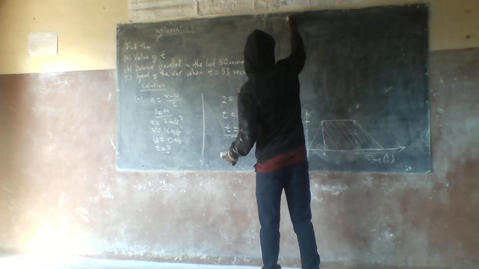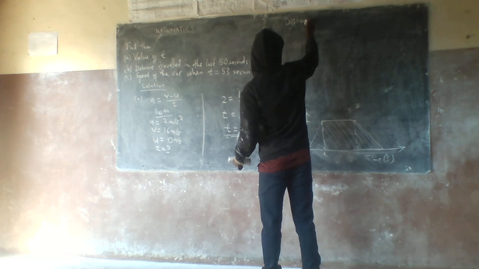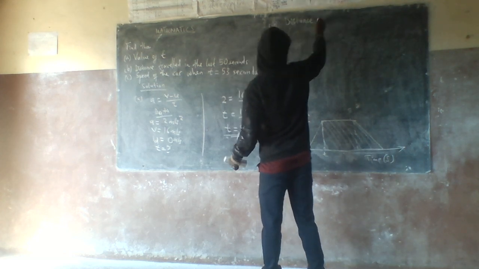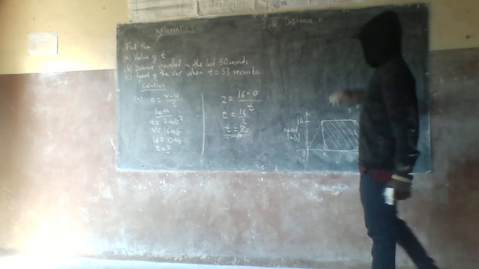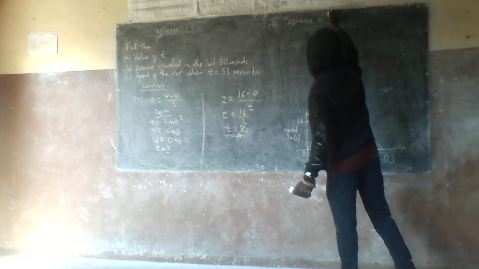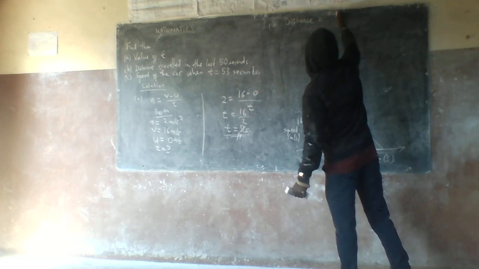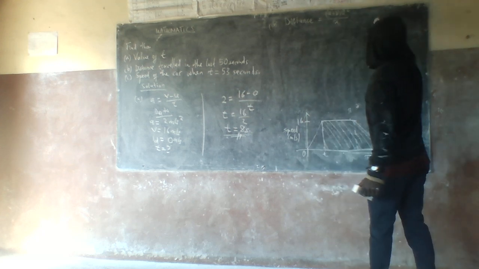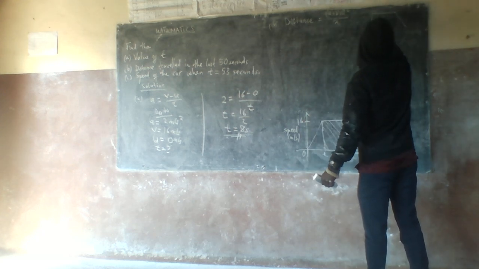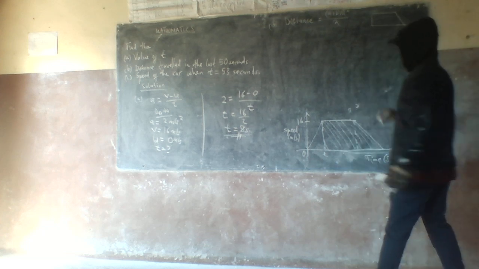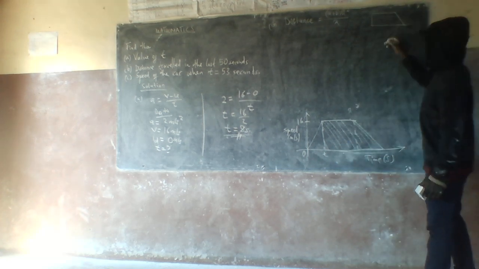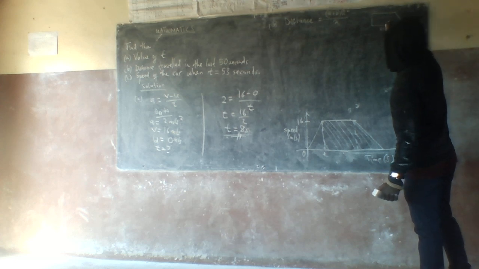So distance equals, we are using the formula for trapezium, which is (A plus B) times H over 2, whereby this is what we are following. This is our longest side, which is going to be our B, equals 50.